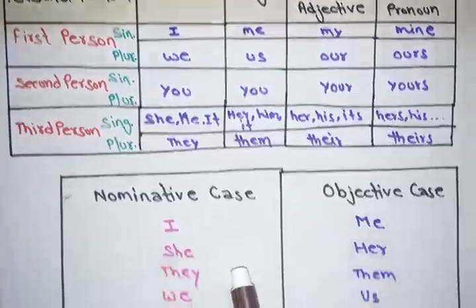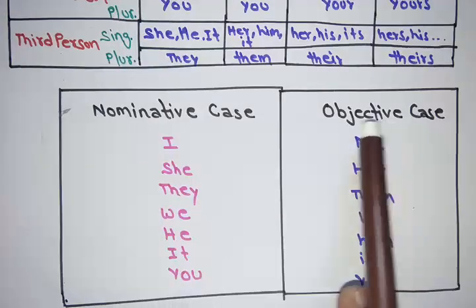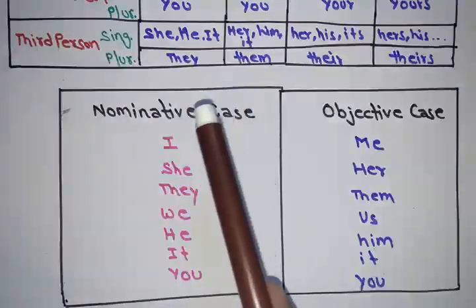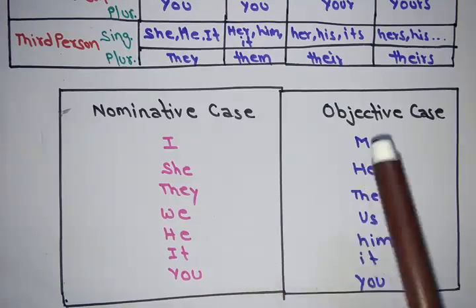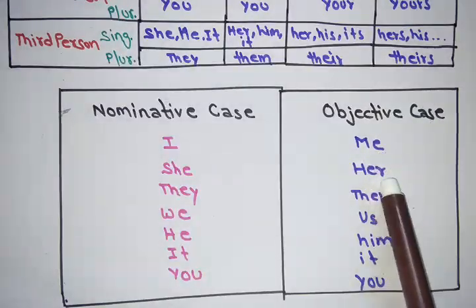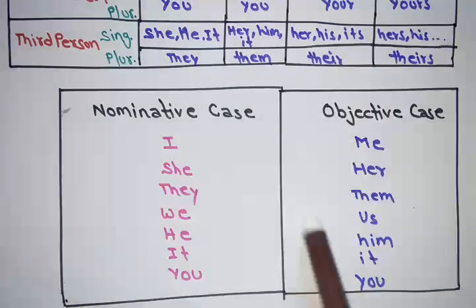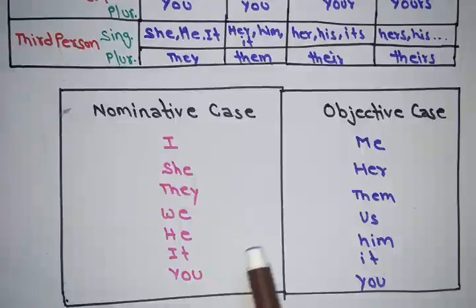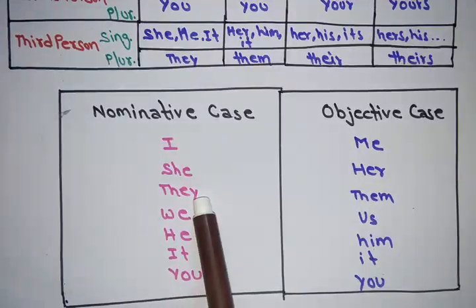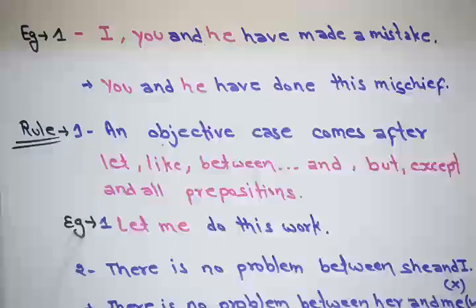Let's see what is nominative case and objective case. Nominative case means I, she, they, we, he, it, you. And objective case means me, her, them, us, him, it, you. These are the objective case and these are the nominative case. These are the personal pronouns. Let's see the examples and understand them easily.